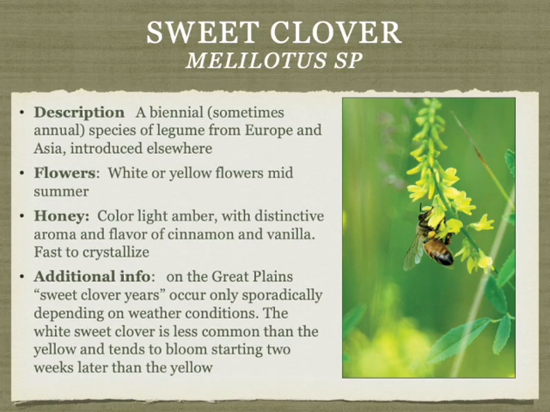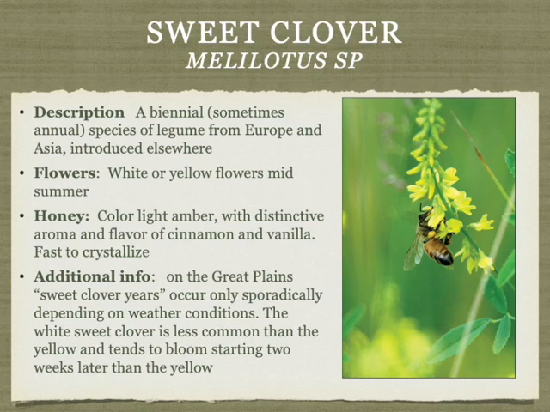Sweet clover, Melilotus. This is our main honey crop out here in South Dakota. We don't get it every year, unfortunately, because the conditions have to be quite just right. It's a biennial, which means the seeds sprout one year and then bloom the second year. The color is a light amber, and it's got a distinctive aroma and flavor of cinnamon and vanilla.